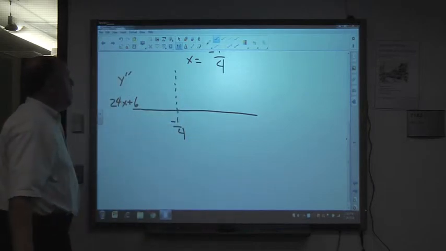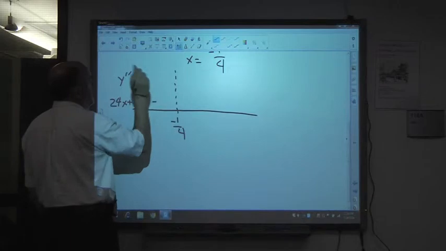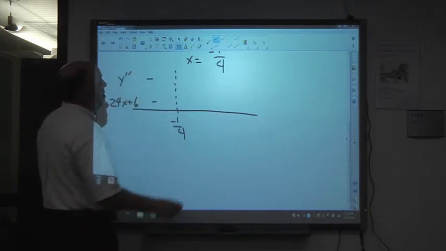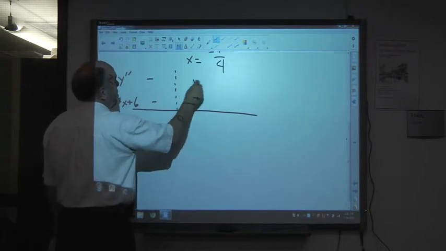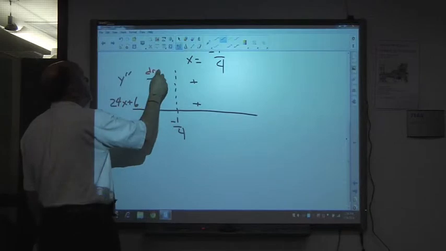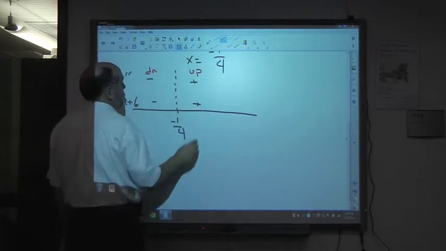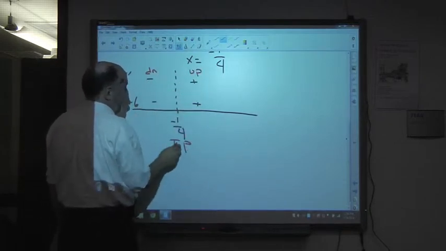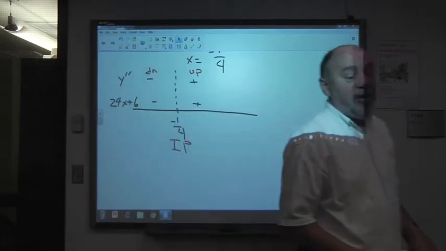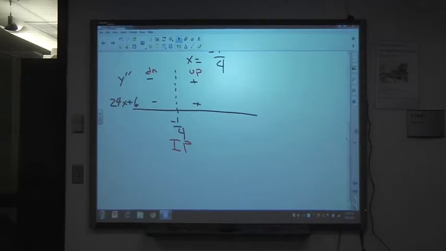So when we're less than -1/4, this will be negative, my derivative is negative. And when we're greater than -1/4, this is positive. So this is concave down, this is concave up, and this is an IP. And again, in order to have an IP, in order to have the up and down, relative increasing, decreasing, there needs to be a sign change.